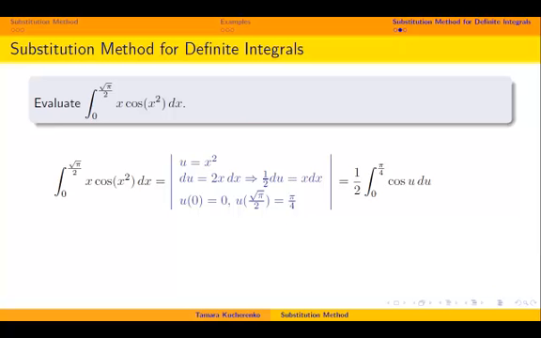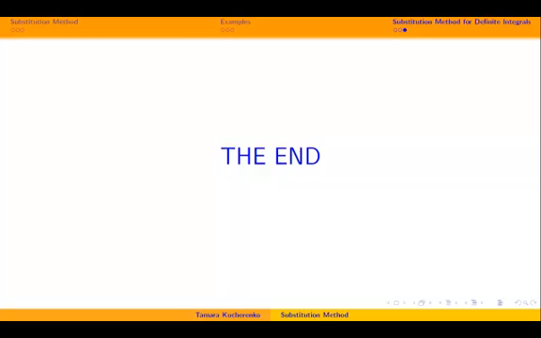Since an antiderivative of cosine u is sine u, we obtain 1/2 sine u from 0 to pi over 4. This equals 1/2 times (sine of pi over 4 minus sine 0), which equals square root of 2 divided by 4. This is the end of our lecture.